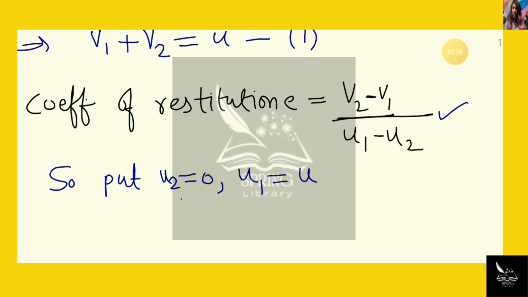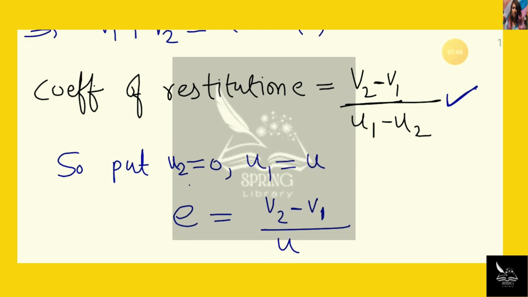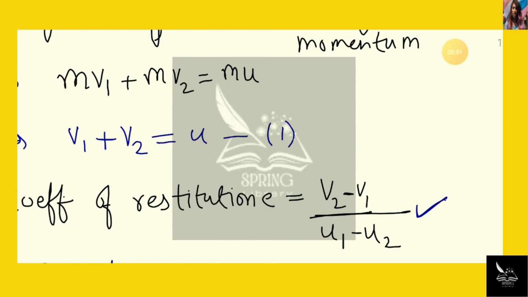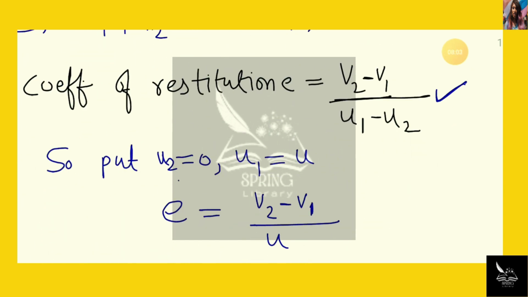So I can say that after putting, it will be written as E is equal to (v2 minus v1) divided by u. After simplifying I will get the equation v2 minus v1 will be equal to eu. So this is equation number 1 and this is equation number 2.